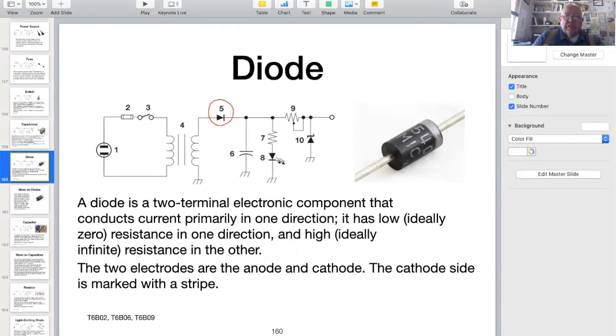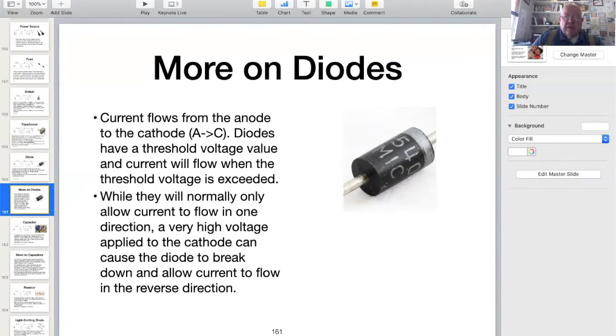Component number 5 is a diode. These are very useful components as they only allow current to flow in one direction. Current flows from the anode to the cathode, and the cathode end of the diode is marked with a stripe. I remember the direction since current flows alphabetically, A to C. As I said, diodes are very useful devices. However, if too much voltage is applied to the cathode, enough to exceed the breakdown voltage, the diode will short circuit and let out the magic smoke.